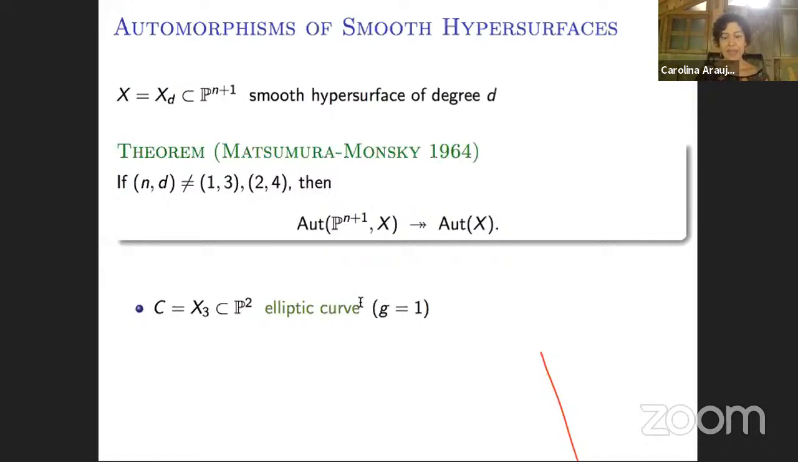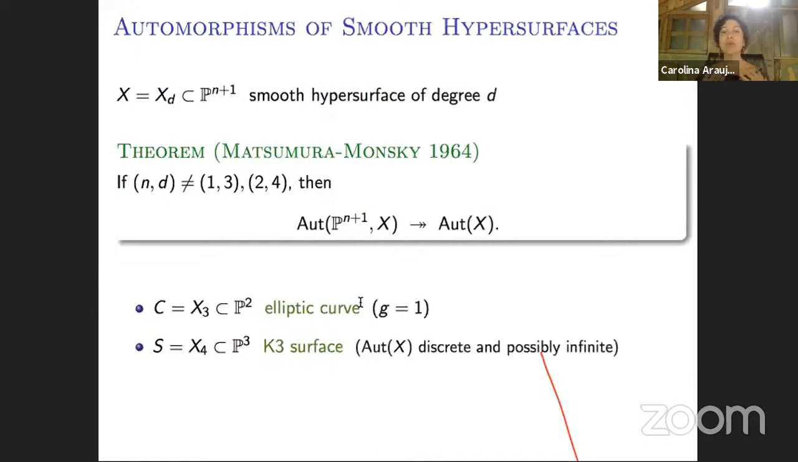And in the case of a K3 surface, so the case of a quartic surface, a smooth quartic surface in P3, it's an example of a K3 surface. And in this case, the automorphism group varies depending on the equation of the quartic. It is always discrete, but in some cases it may be finite, in some cases it may be infinite. So this is actually a very rich area of study, understanding the automorphisms of quartic hypersurfaces in P3.